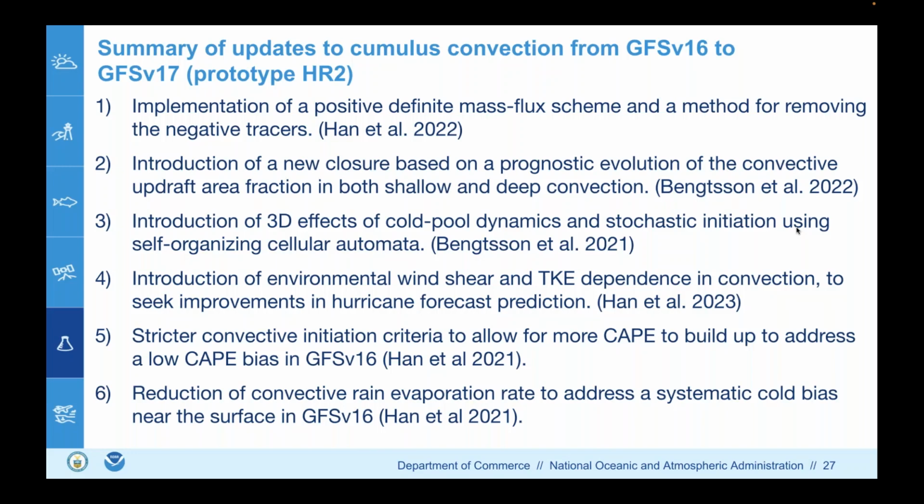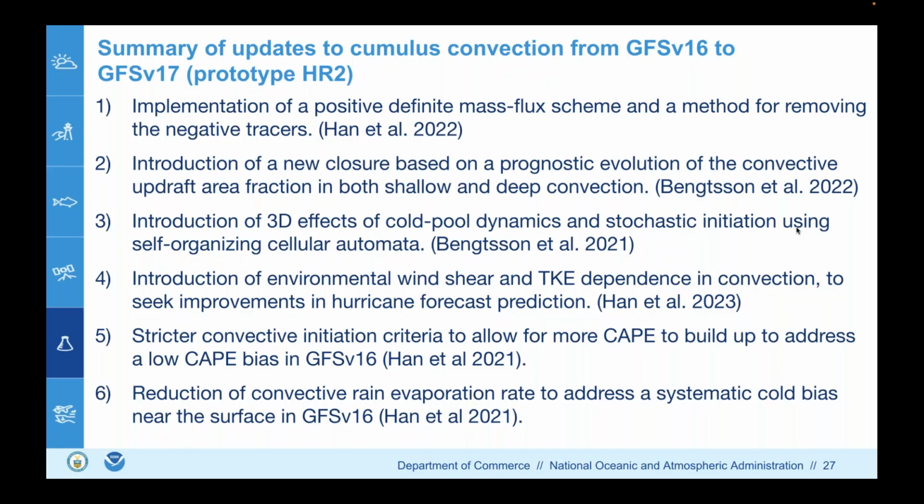In addition, we introduced 3D effects of cold pool dynamics and stochastic initiation using the self-organizing cellular automaton. The idea here is that convection is very much a 3D process, but the physics we do within our modeling systems in general is column-based. So the cellular automata can initiate convection in a nearby environment through some stochastic self-organizing movement of cells.